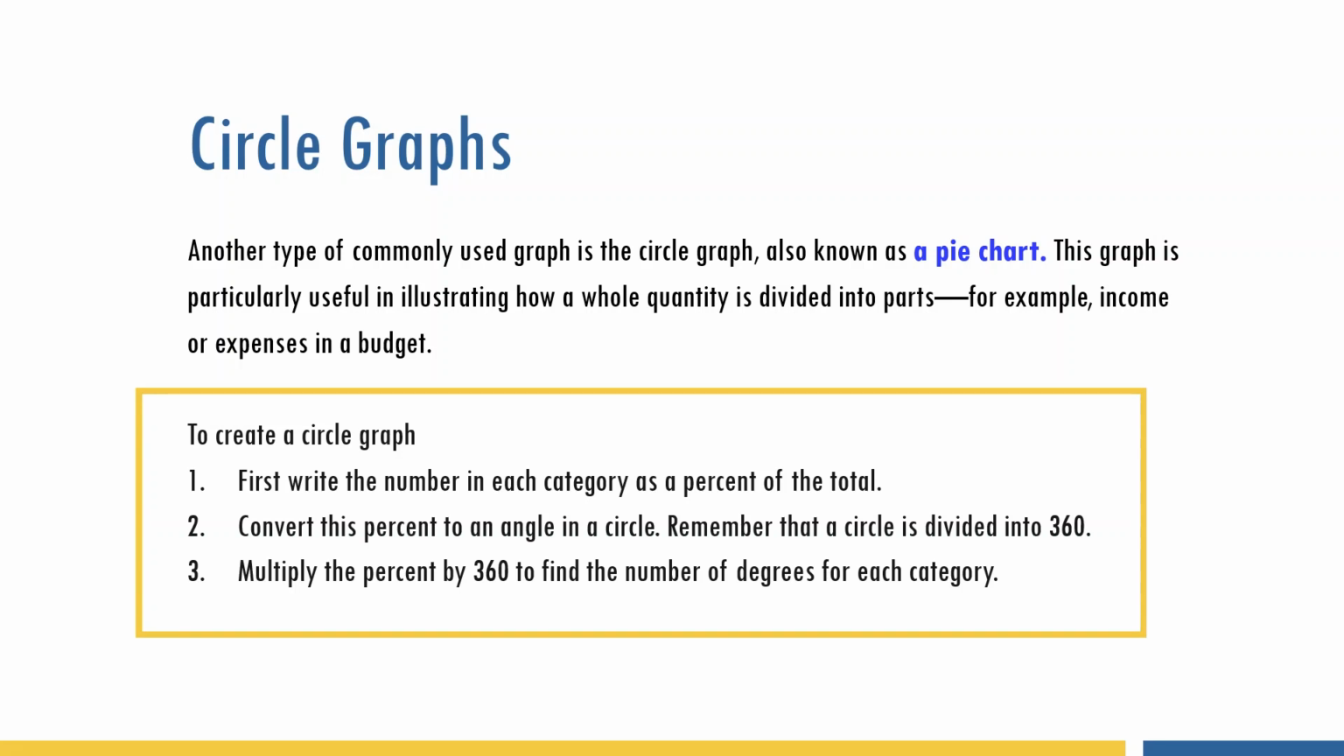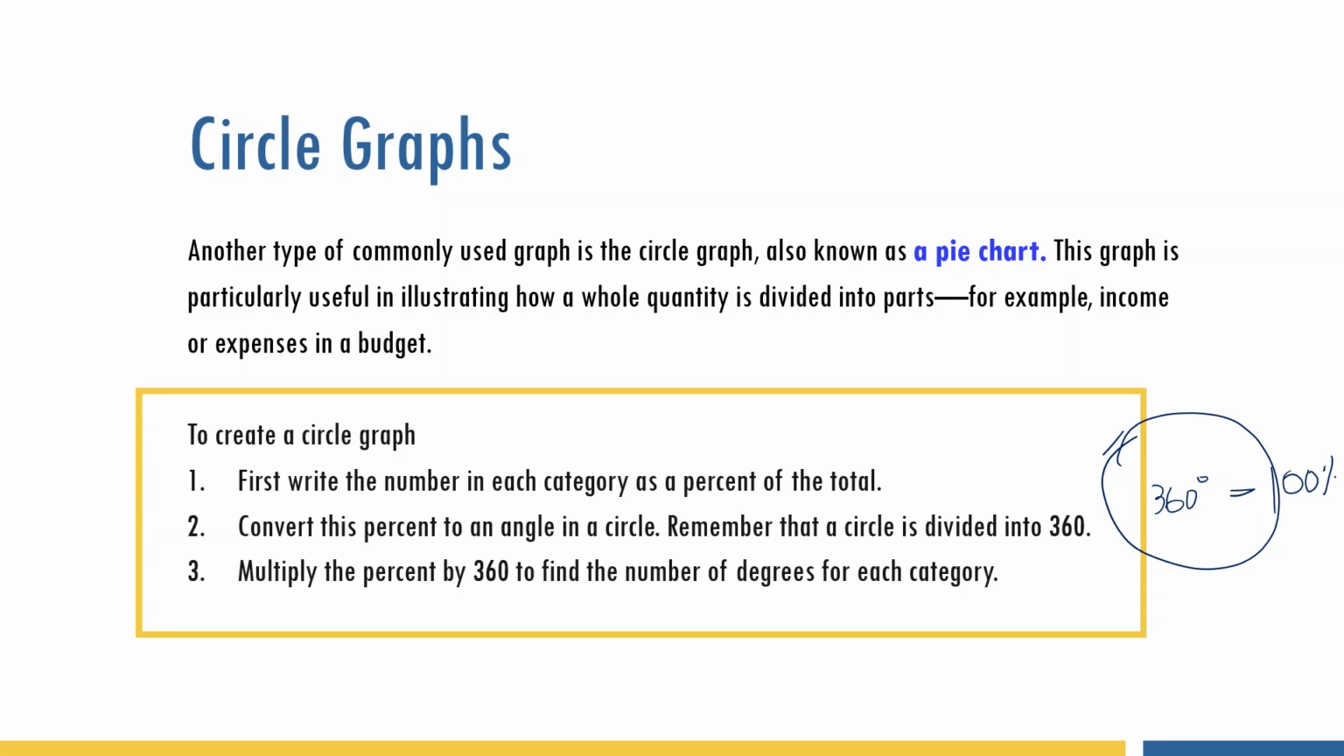Okay, so to create a circle graph, you have to relate your expenses to a circle, and we know that a circle has 360 degrees around it. So this 360 degrees represents 100% of the data, or 100% of the income. First of all, you get the percentage of each expense and then multiply by 360, and you will get the number of degrees of each category.